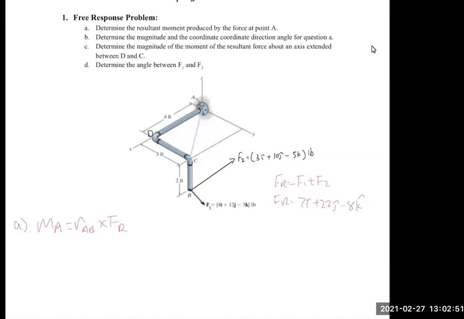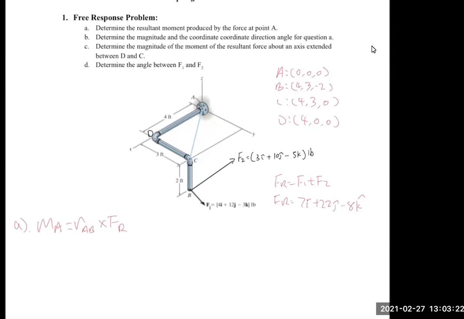Now I had to find what my RAB is. So let's write out the positions. A is at the origin. And this is a D right here, which I just added to this problem. For B, it's 4, 3, -2. For C, 4, 3, 0. For D, 4, 0, 0.